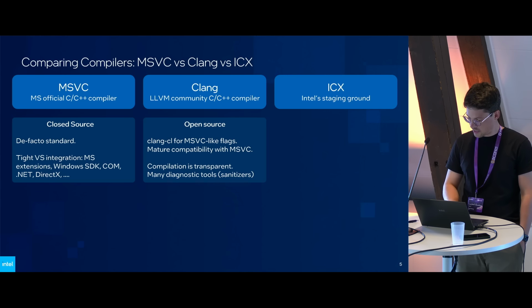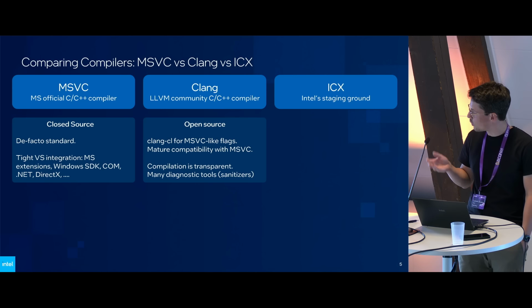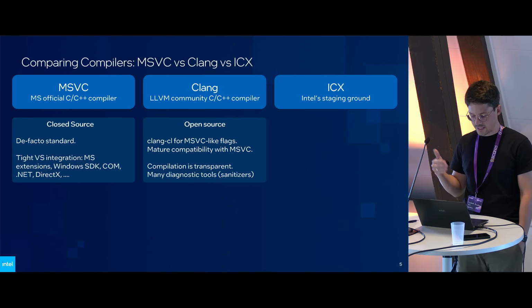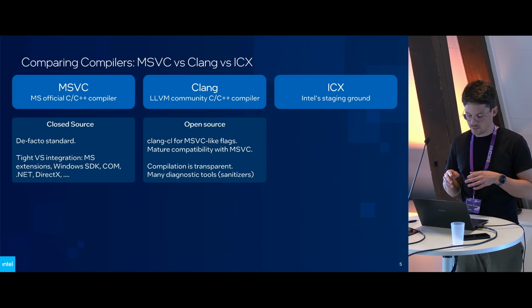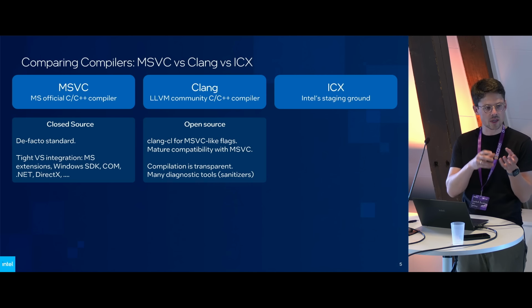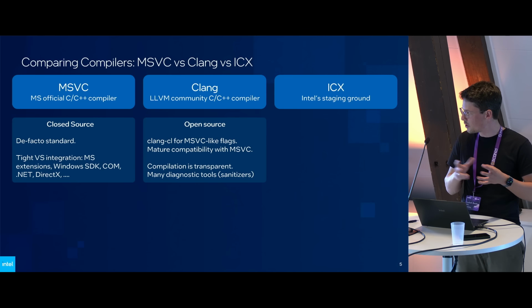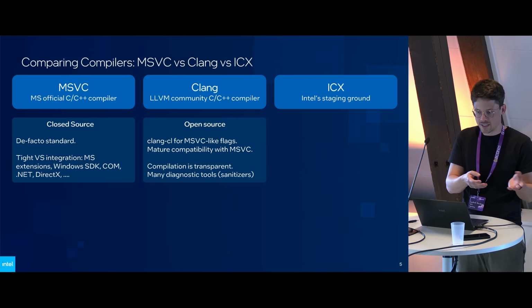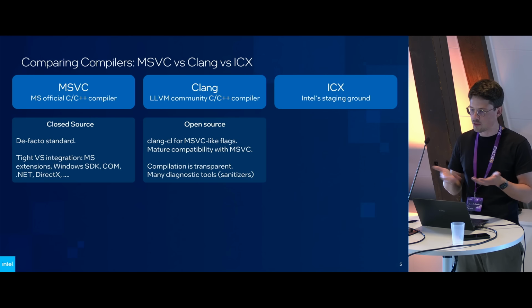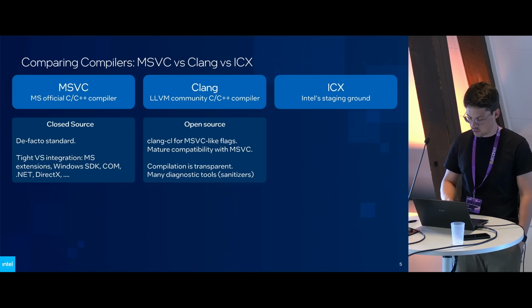Clang comes with an MSVC-like command-line version, which is called Clang-CL, and it has very mature compatibility with MSVC compiled binaries. So we can pretty much do a drop-in replacement. We take the MSVC build process and just put our Clang-CL in, and we have compatibility with libraries, flags, and so on and so forth.